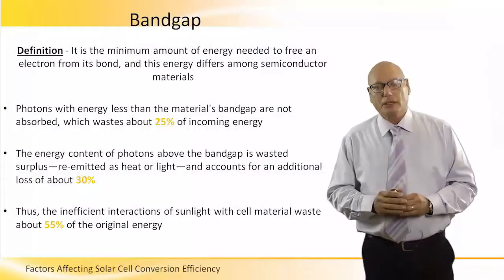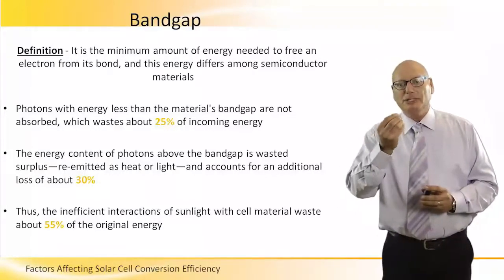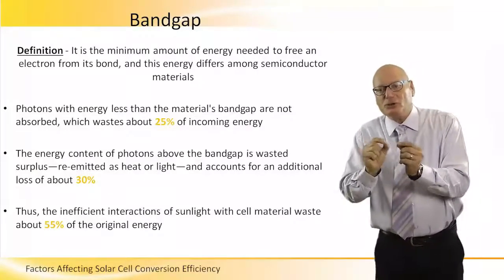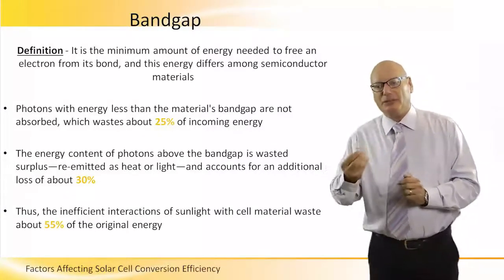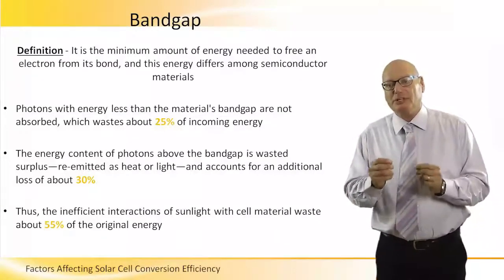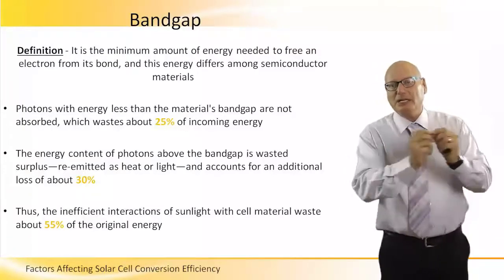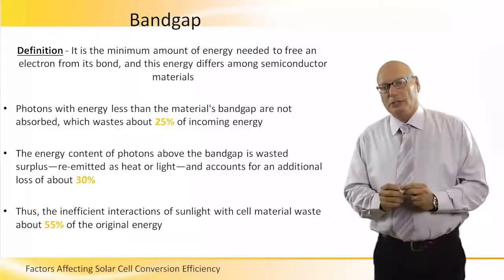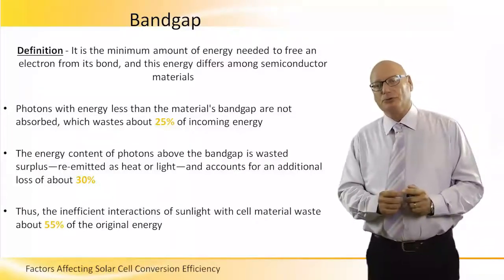Bandgap. It's defined as the minimum amount of energy needed to free an electron from its bond, and this energy differs among semiconductor material. Photons with energy less than the material's bandgap are not absorbed, which waste about 25% of incoming energy. Not every single photon has an identical energy to the other one. Some have more energy. The ones which are not will not create electricity at the end of the road.